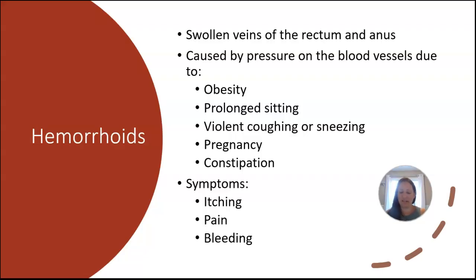Okay, lastly, hemorrhoids. These are swollen veins of the rectum and the anus caused by pressure on blood vessels in that region due to maybe obesity or prolonged sitting, violent coughing or sneezing. Pregnancy can bring these on, and so can constipation. Symptoms: you can have an itching, pain, bleeding.